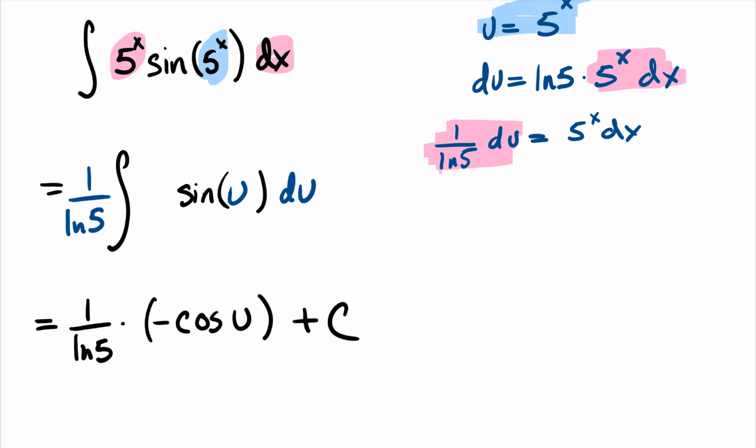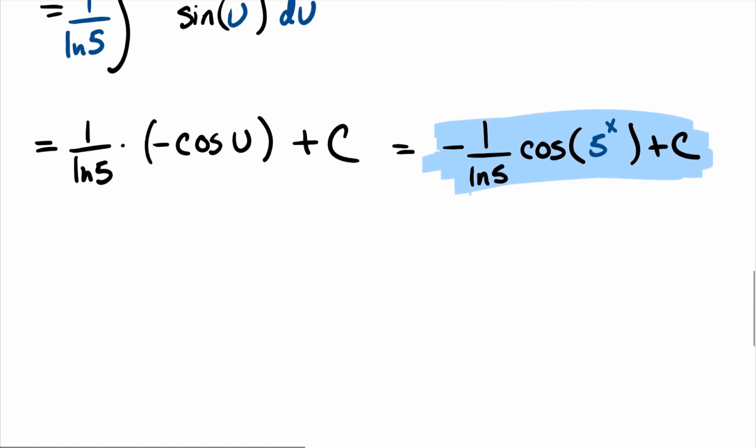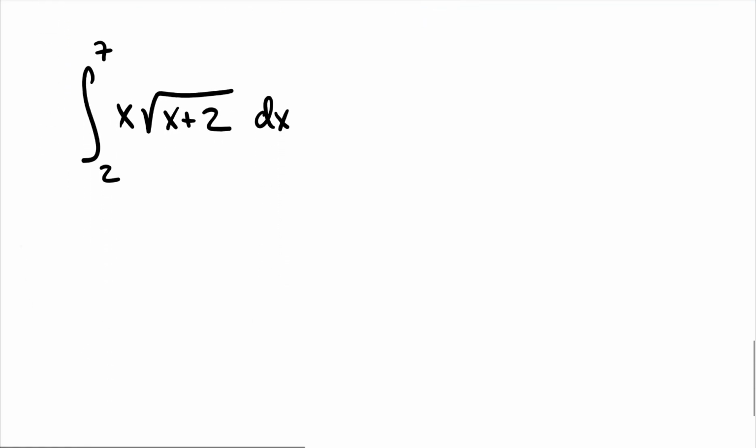So now we've got to replace our u. I'm going to pull the negative to the outside: negative 1 over the natural log of 5 times cosine of 5 to the power of x, plus c. And we have our solution. Knocking out another one. But this one was mostly just to show you that we've got to know the derivative techniques. There are a few that we'll forget, but we just have to remind ourselves and go.